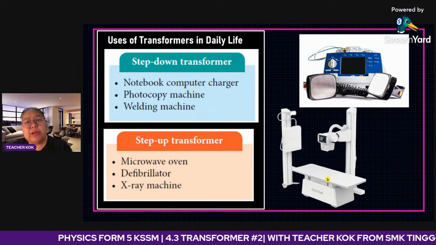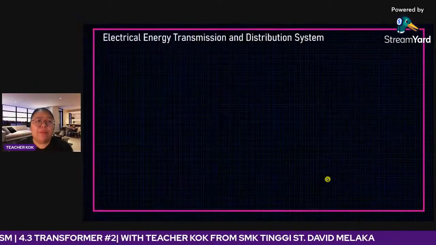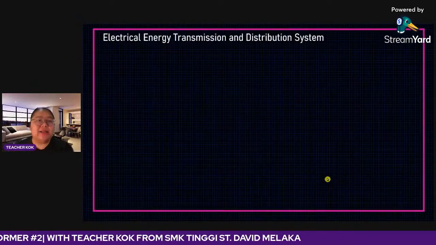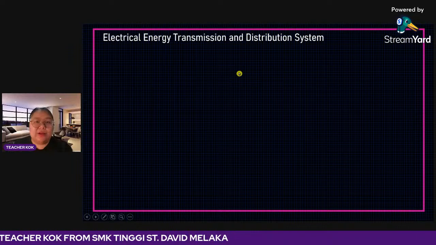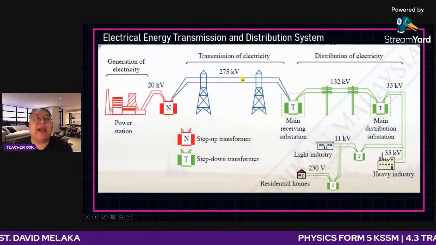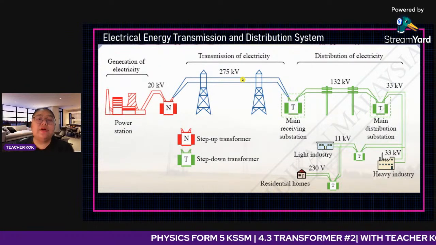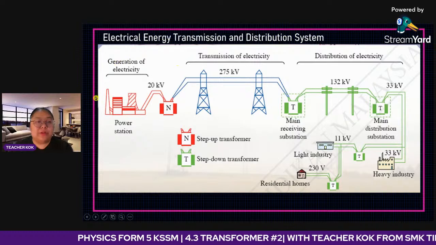So this is the last part for the transformer. One more is electrical energy transmission and distribution system. This is how we get electricity from the power station. So first, you must start from the power station.